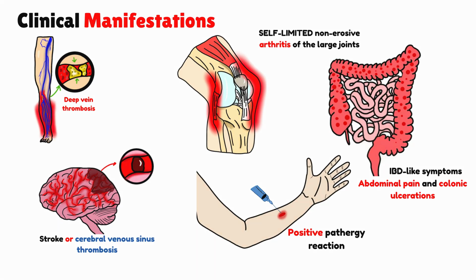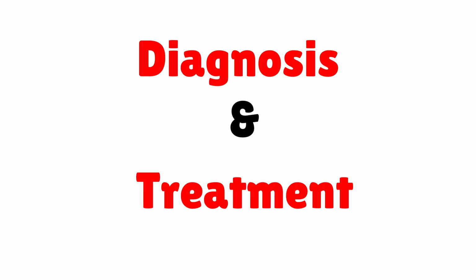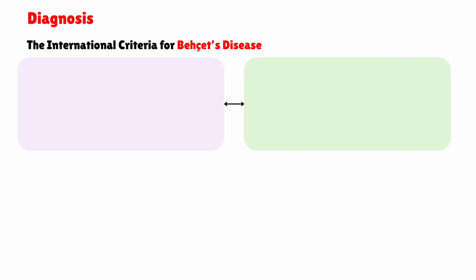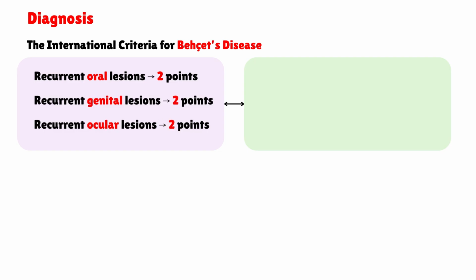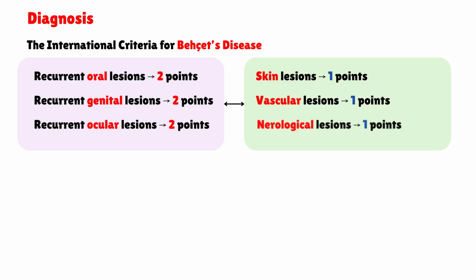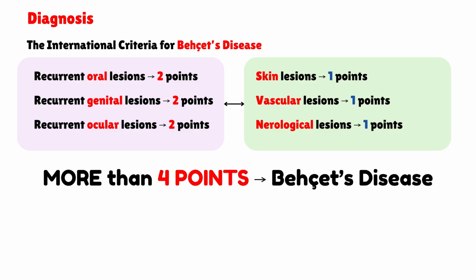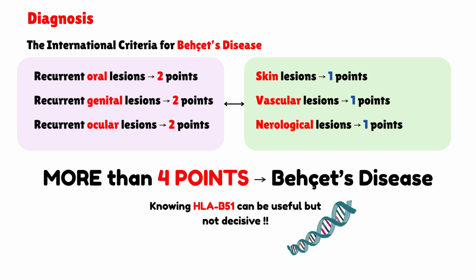Now that we've reviewed the key clinical features of Behcet's disease, let us move forward and consider how we approach its diagnosis and treatment. The diagnosis is essentially clinical. The international criteria for Behcet's disease give the highest weight to oral, genital, and ocular lesions, while skin, vascular, and neurological findings add further points. A score of 4 or more classifies the disease. No blood test confirms Behcet's, and although HLA-B51 may support suspicion, it is not diagnostic.